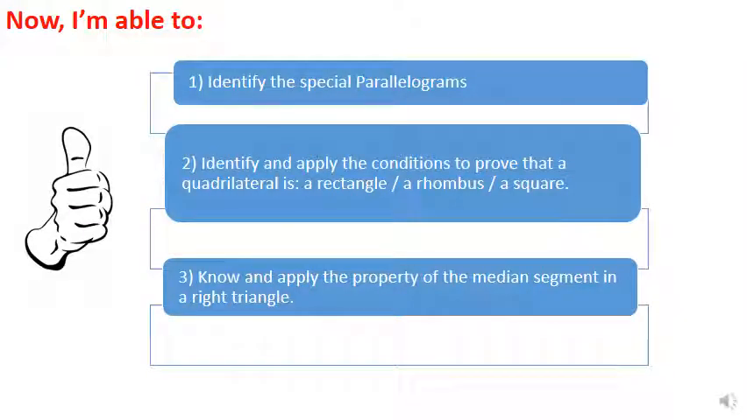So now you are able to identify the special parallelograms from their properties, and you started to learn how to prove that a quadrilateral is a rectangle or a rhombus or a square. And you know how to apply the property of the median segment in a right triangle.